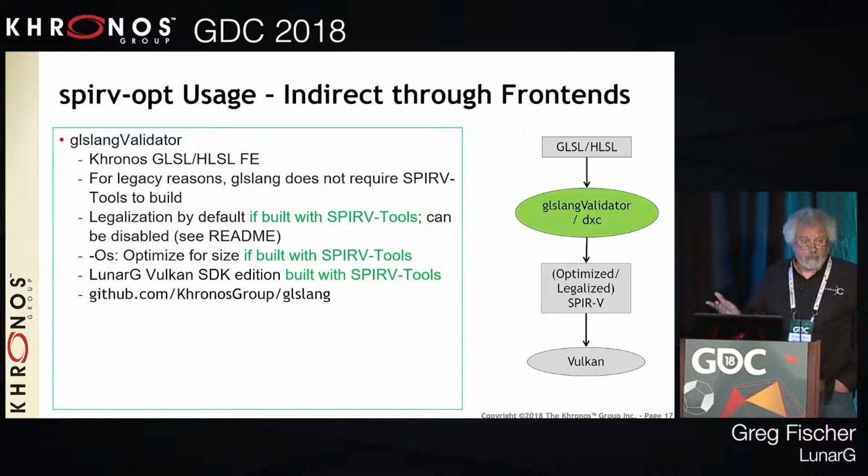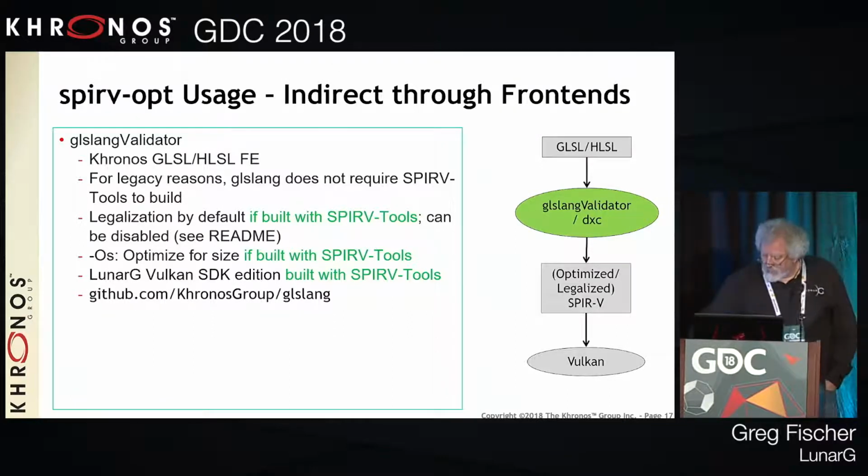So it's up to the user to make sure that it's linked in if they're indeed compiling HLSL for Vulkan, or at least compiling any such shaders that might have legalization issues. If SPIR-V tools is linked in with glslang validator, legalization will be called by default on HLSL shaders, and size optimization is available optionally.